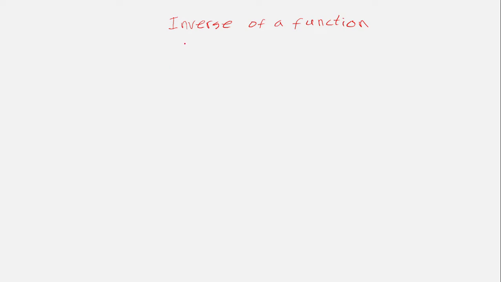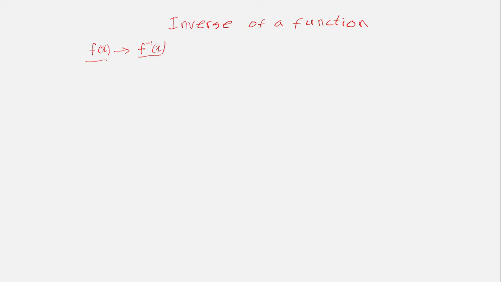Let's talk about inverses of functions, right? So if we have a function like this, f of x, then the inverse of it is denoted as f with a little negative 1 on top of x. So this simply means inverse of that. Okay, so that's just the notation.